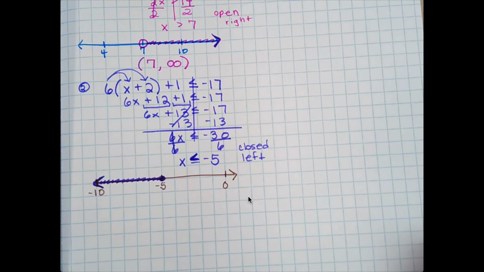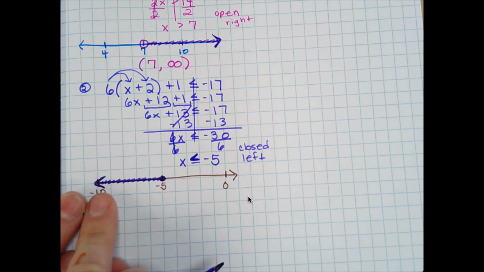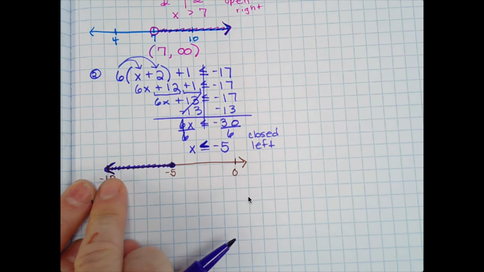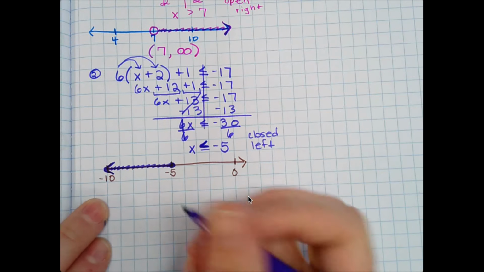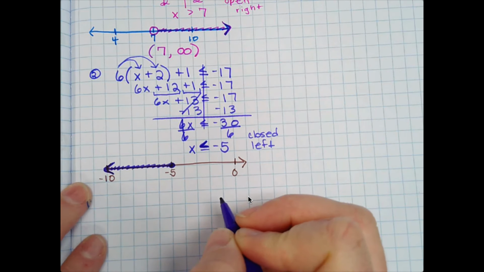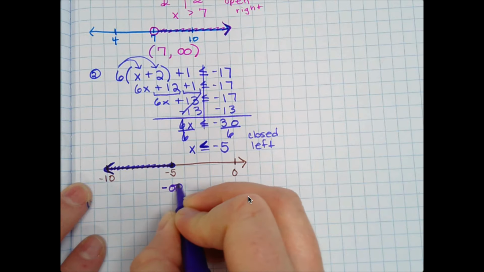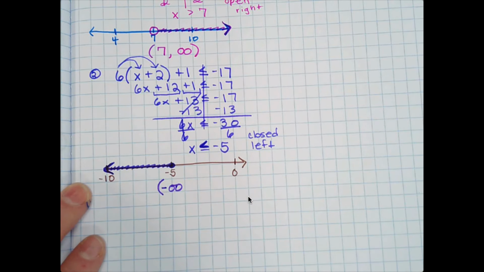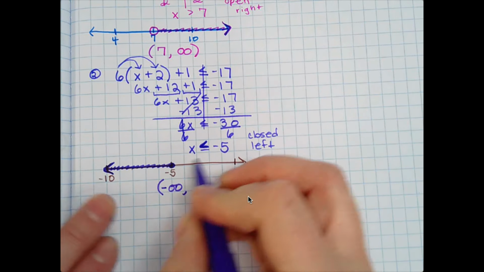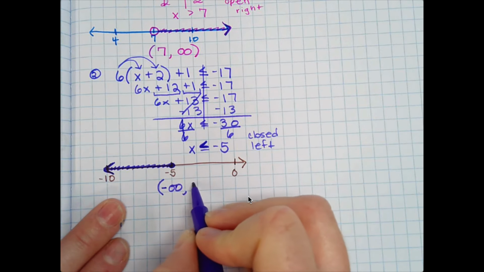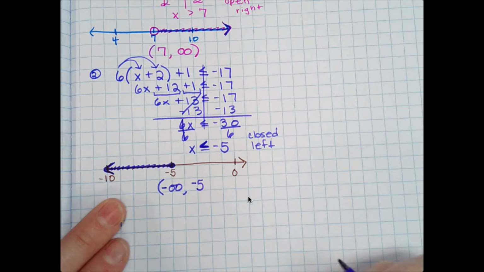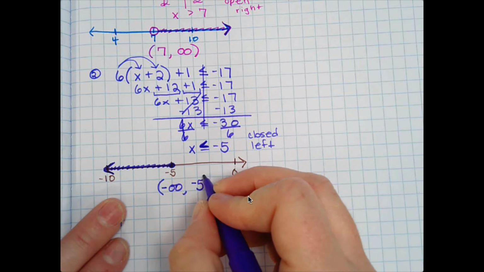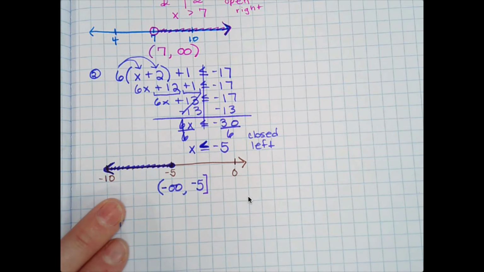Then the last thing is interval notation. What is the smallest number that X could be? This arrow means it goes on and on forever. So what would we put? Yeah, negative infinity to the biggest number it can be, -5. And then do I put a bracket or parentheses for -5? Bracket.